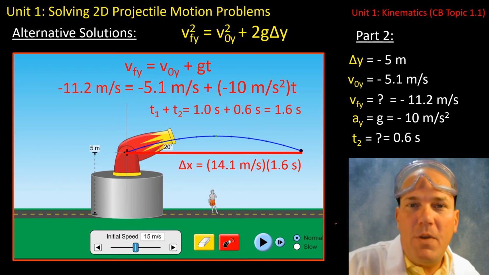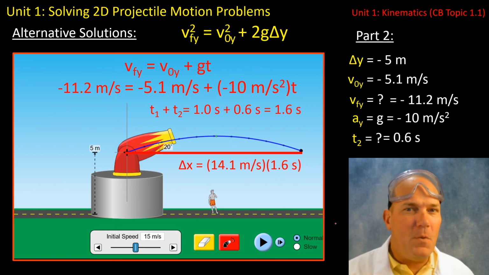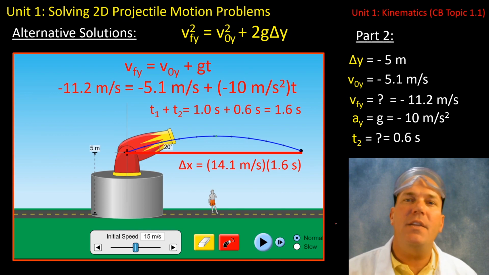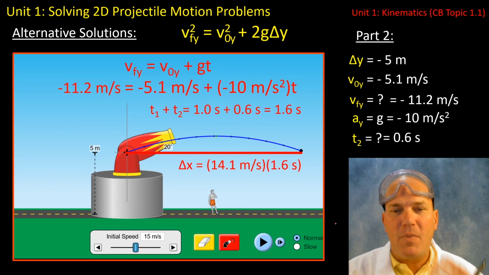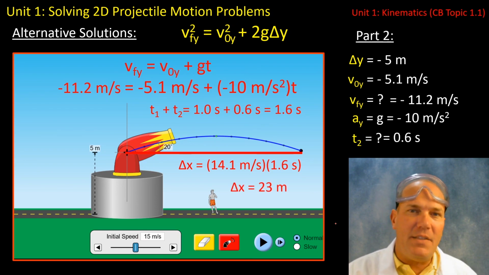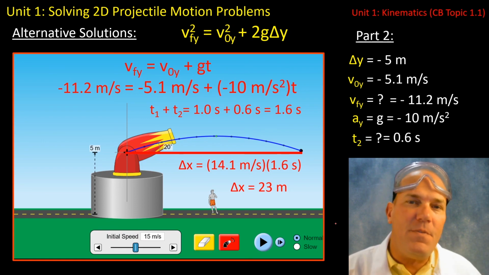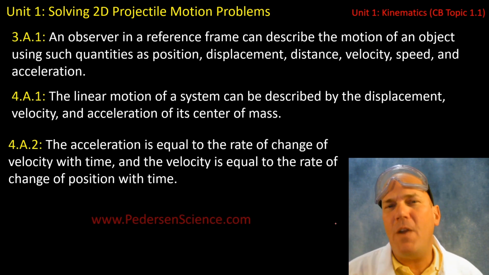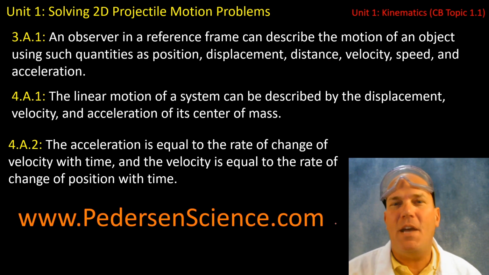Then we can use our equation for the horizontal, the only one you're going to use. We got 14.1, which was 15 meters per second times cosine 20 degrees. Now we have the time, and we get the same exact distance of 23 meters using a very different approach to this problem. In this video, I've given you a number of strategies that will help you solve two-dimensional projectile motion problems.